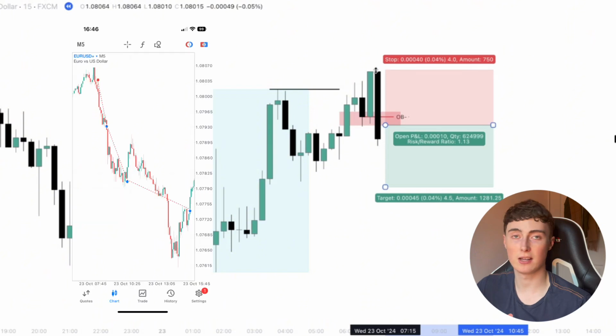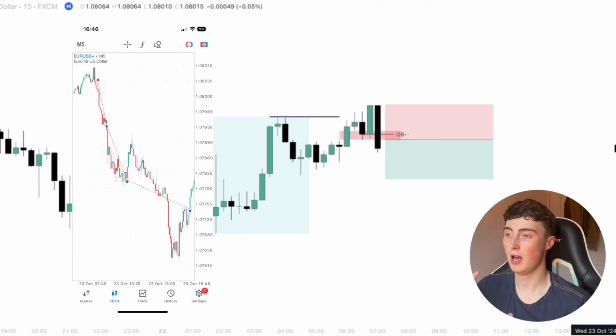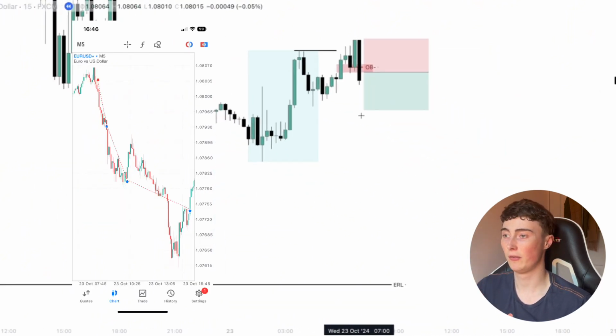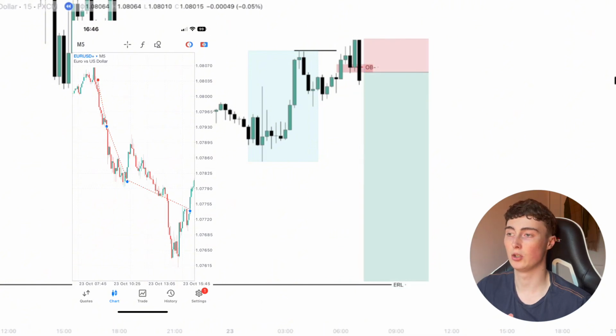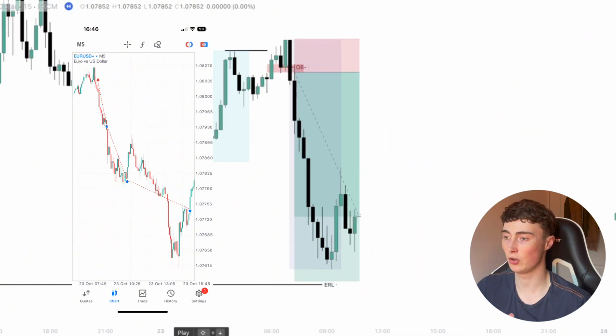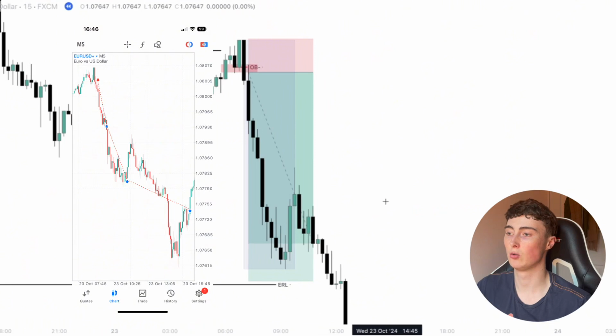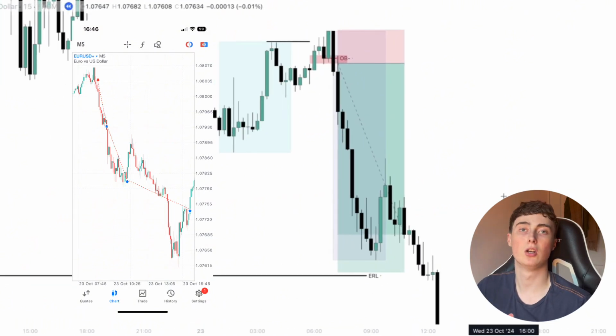Maybe if I can find the execution, I'll put it on the screen. And yeah, I literally entered off of there, and my target was the external range liquidity, and I just held the trade, right? You can see that we tagged the entry and then we run towards the external range liquidity a little bit after London kill zone.